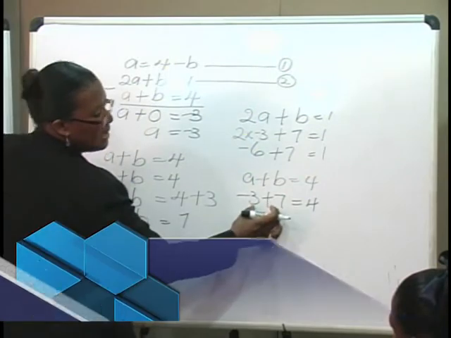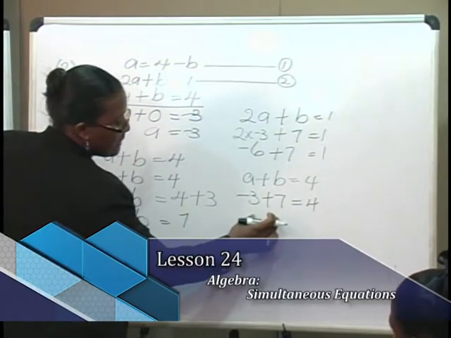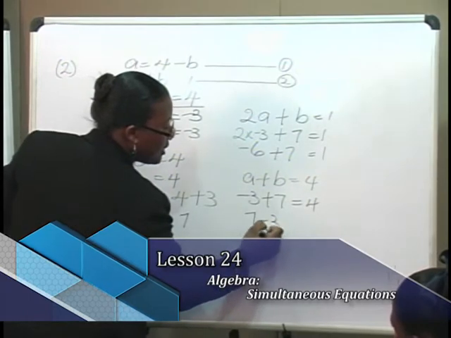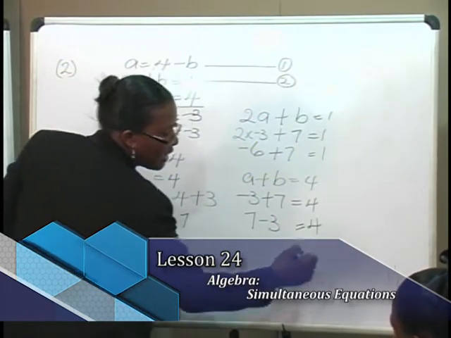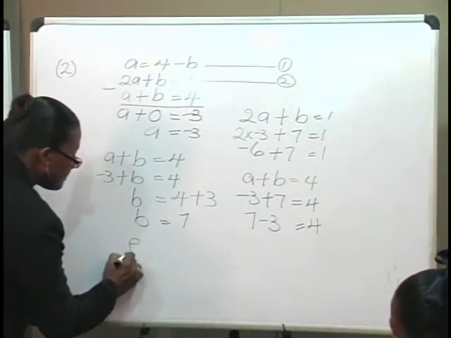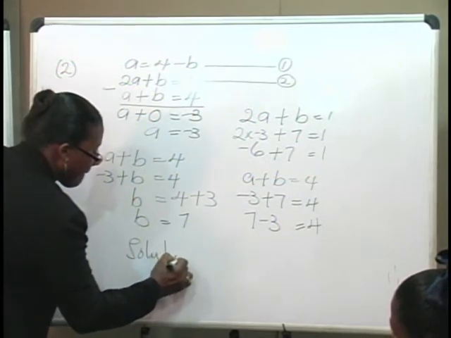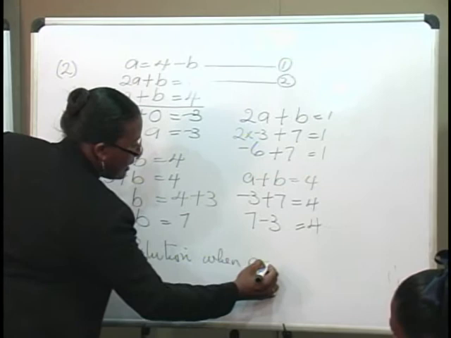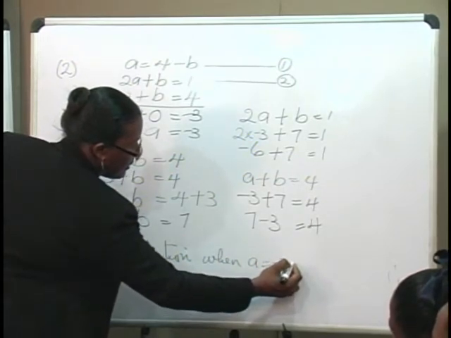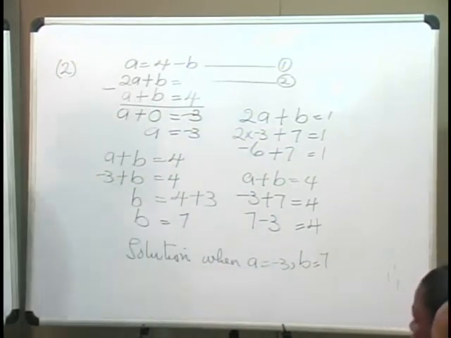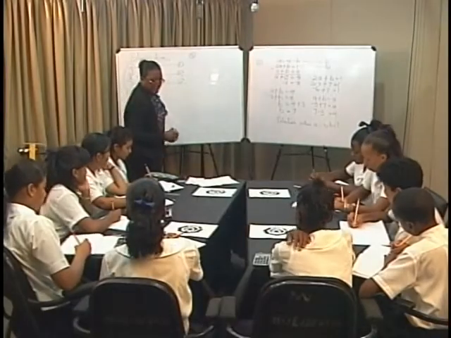Now when you see an operation like this, just interchange the values. So you have a 7 take 3 and you have 4 as your result. Yes. Okay? So our solution, when A is equal to negative 3, B is equal to 7. Let's look at a third example.